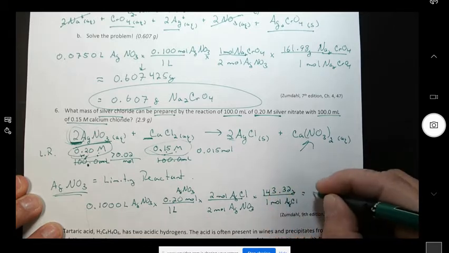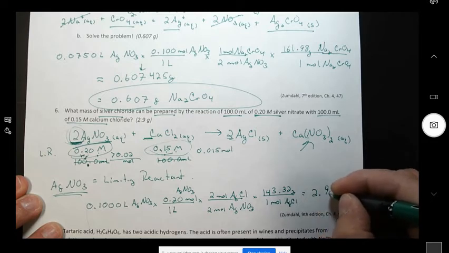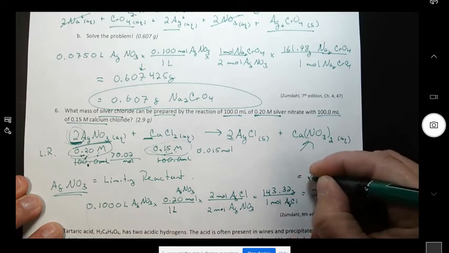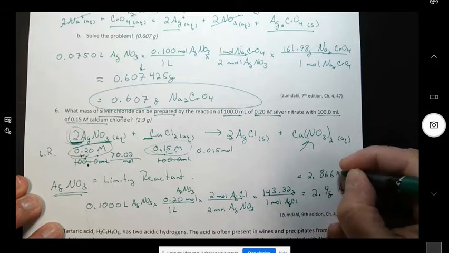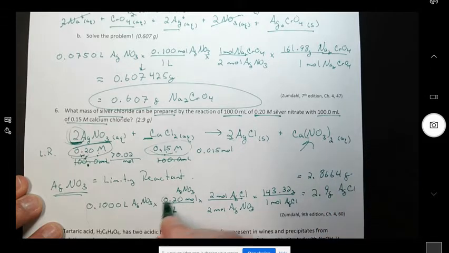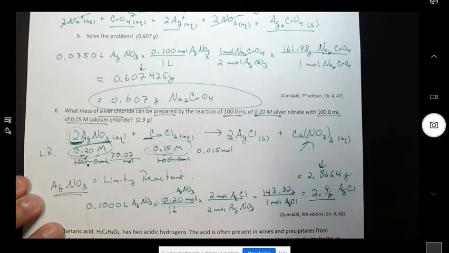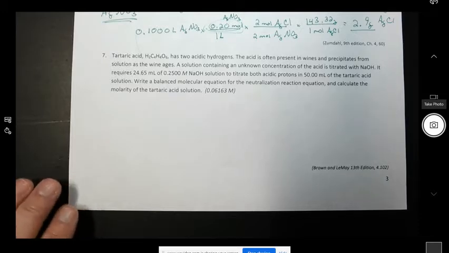And that gives me approximately 2.9 grams of AgCl. When you calculate this out, I think you get 2.8664 grams. This one here is 2 significant digits, so my concentration is 2 significant digits, so I went ahead and just rounded to 2.9. All right, on to question 7.